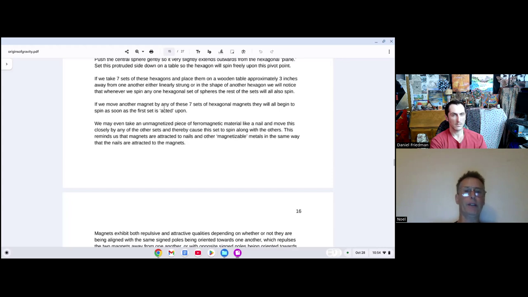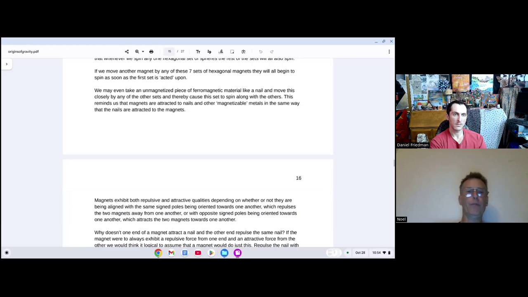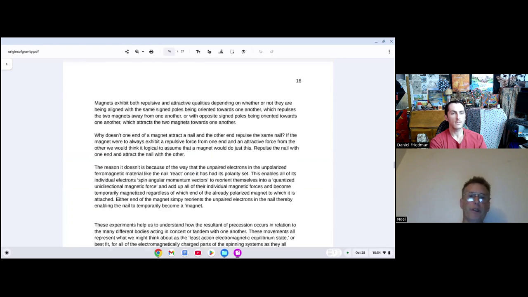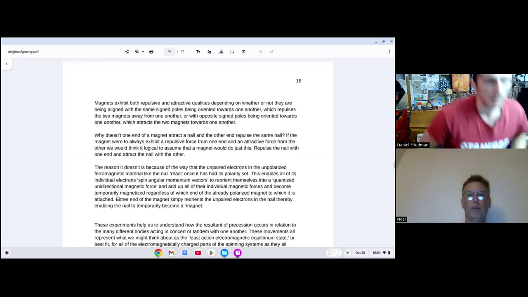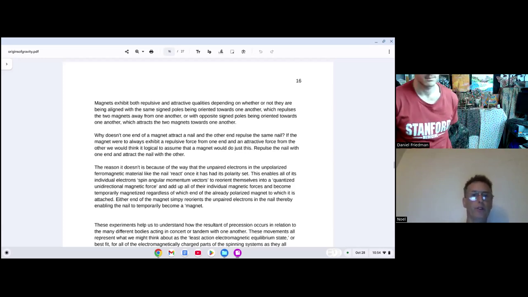If we move another magnet by any of these 7 sets of hexagonal magnets, they will all begin to spin as soon as the first set is acted upon. We may even take an unmagnetized piece of ferromagnetic material like a nail and move this closely by any of the other sets, and thereby cause this set to spin along with the others. This reminds us that magnets are attracted to nails and other magnetizable metals in the same way that the nails are attracted to the magnets. Magnets exhibit both repulsive and attractive qualities depending on whether or not they are being aligned with the same sign poles being oriented towards one another, which repulse the two magnets away, or opposite signs oriented towards one another, which attracts them.